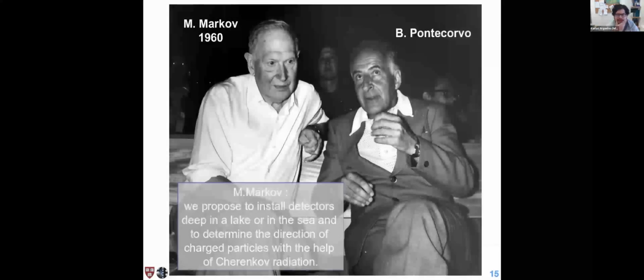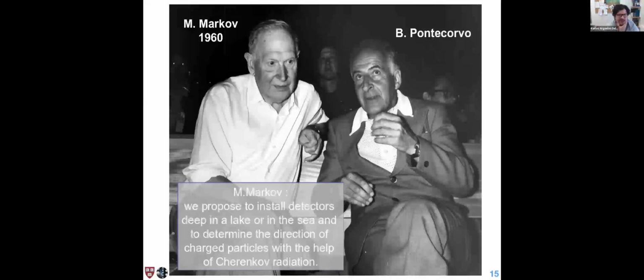And so this was discussed in the 60s. And one thing that Markov and Pontecorvo proposed is that to build such a large detector, maybe you should install detectors in a deep lake or sea and look for the Cherenkov light of charged particles that produce neutrino interactions. And that way you could build such a large array. So now let me give you a little of history.